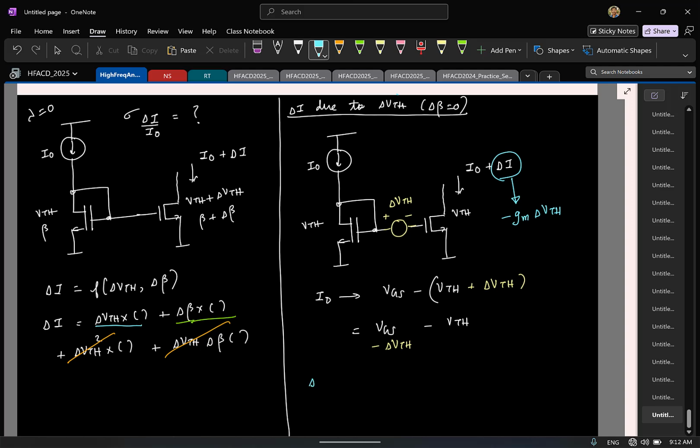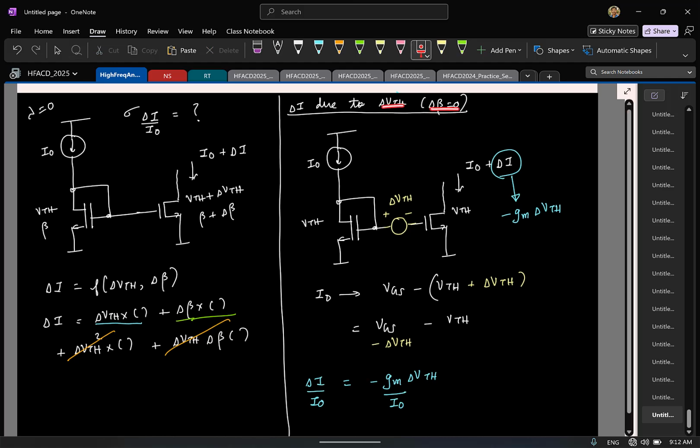So which means my delta I due to delta VTH is simply minus GM delta VTH. But I am not interested in delta I, I am interested in delta I by I0. So if I scale this by I0, this is what I get. So that's just half the job. I have just considered the effect of delta VTH.